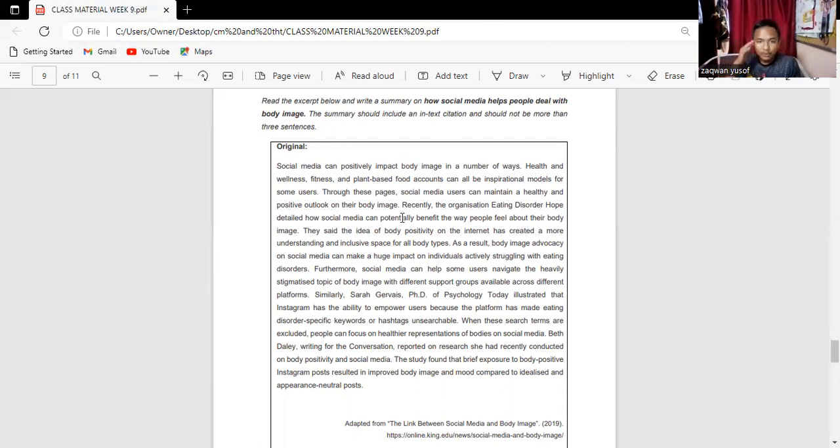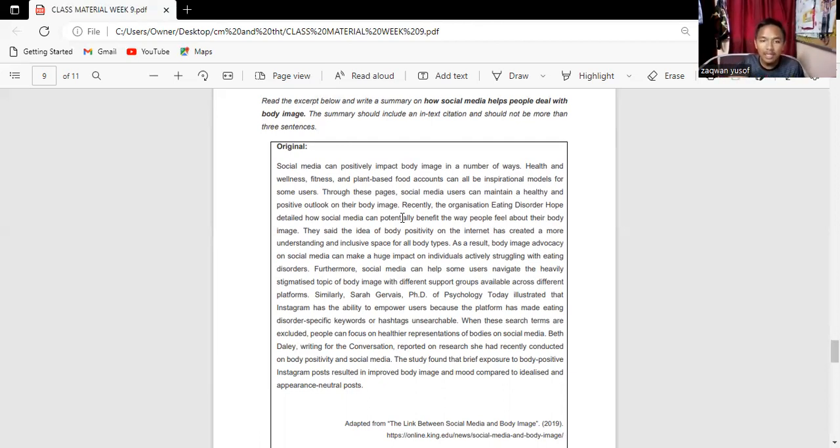Furthermore, social media can help some users navigate the heavily stigmatized topic of body image with different support groups available across different platforms.